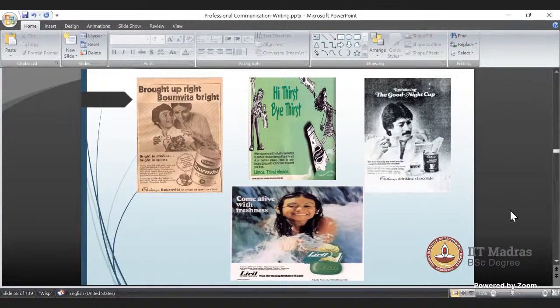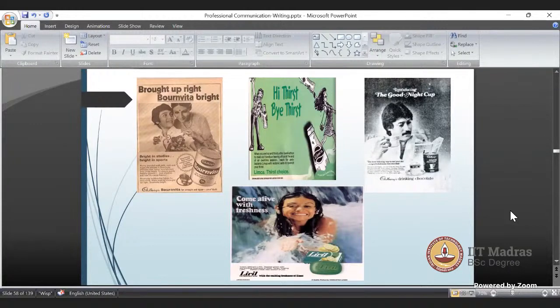But companies cannot really do that. So instead of using a tagline like use Liril or use our product or something like that, they have come up with a very different method to put it around. They have said come alive with freshness. A very lighter version of telling you that you should buy our products. Advertisements use many methods for their marketing strategies, but our focus here is not on that part. We are just looking at the structure that they use in their language. Okay.